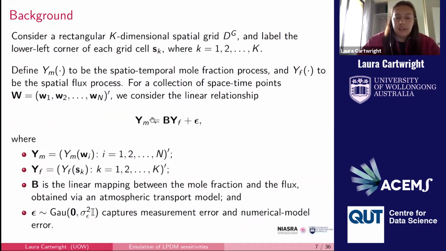Then you're going to consider the linear relationship. Ym = BYF + epsilon, where Ym is that mole fraction process evaluated at each of these W's. YF is the flux evaluated at each SK, so at each square on our grid. And this matrix B is a linear mapping that gets us between the mole fraction and the flux. This is what we obtain using an atmospheric transport model. And these epsilon terms are just Gaussian error terms that capture measurement and numerical model error.